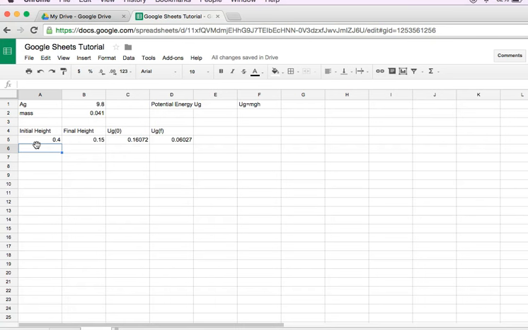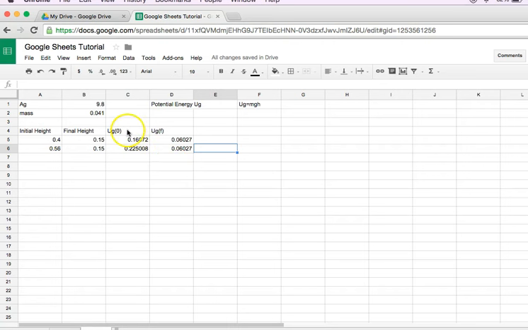Let's test out our data and do some other initial and final heights. So let's say my new initial height, let's say I raised it even higher, is 0.56. Let's say I leave 0.15. All I have to do is drag. You look at this little blue dot, take it so the cursor looks like this, drag it down, boom, got another calculation. Drag it down. Okay, great. Now I already have another initial potential and a final potential energy. So, not too hard, right?